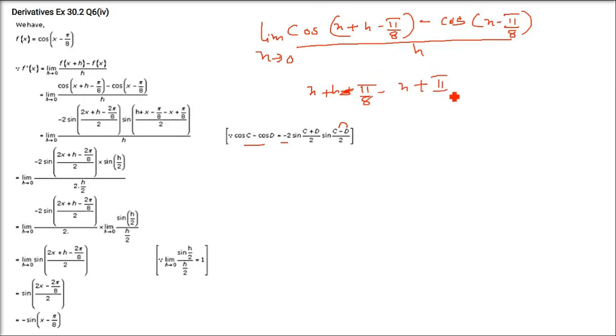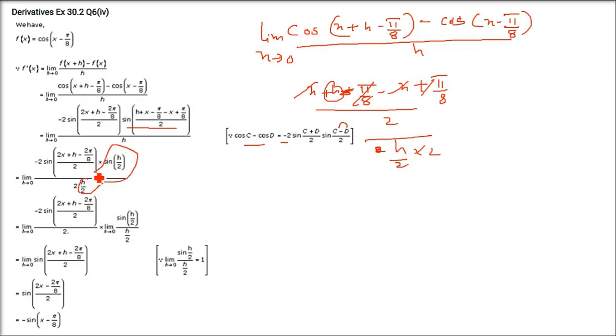So again, same thing we are getting, sin(h/2). We have to change that denominator h to this. Because π/8 and x get cancelled, only h/2 is there. So you can have an h/2 here: multiply 2 in the denominator and numerator. So sin(h/2) by h/2 is going to be 1. This 2 gets cancelled, only the negative remains.